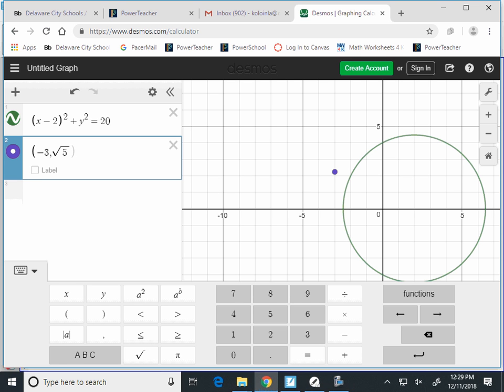Because again, we don't know where radical 5 is. If it was whole numbers, you just kind of look on the grid. But we don't know where radical 5 is. And even if you plug it in your calculator and it gives a decimal, we don't know exactly where it's at. Okay? So if we look here, is that inside, outside, or on? Outside. So the answer is outside.